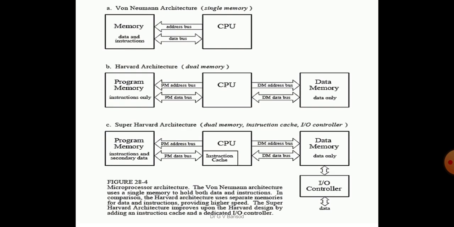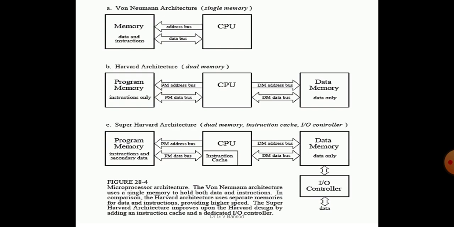While in super Harvard architecture, it's a high performance DSP, we can say, which is designed by Analog Devices. And SHARC, which is also called as super Harvard architecture, is used in a variety of signal processing applications ranging from, you can say, a single CPU to the 1000 CPU radar processing computers. And it gives you good performance over these other two architectures, von Neumann and Harvard architecture.